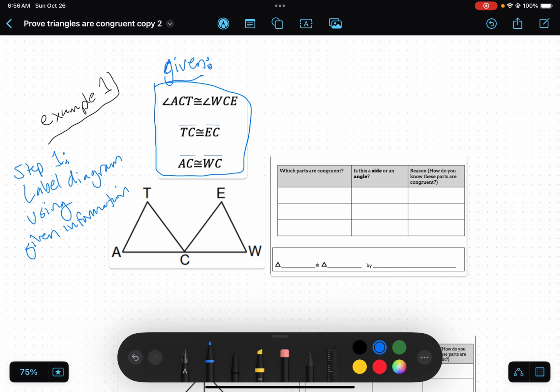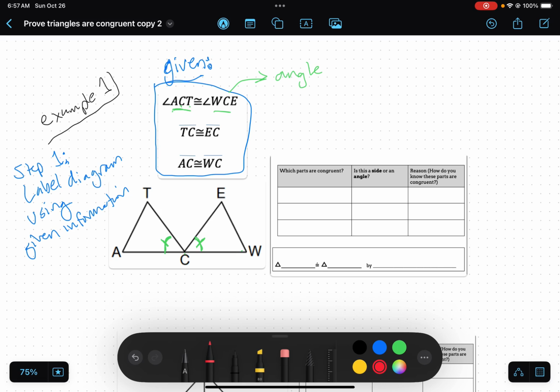When I look at my givens, I see that I first have an angle. This first piece, they're telling me about an angle. Let's look: ACT. I just trace it with my pencil, ACT. That's this angle right here. The way we're going to label that angle, we can put this little mark. Now, which angle is it congruent to? WCE. Those two angles match up to each other. That's my first given information.